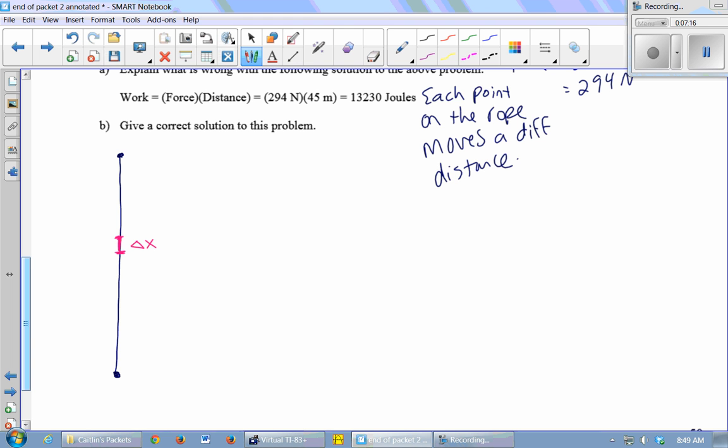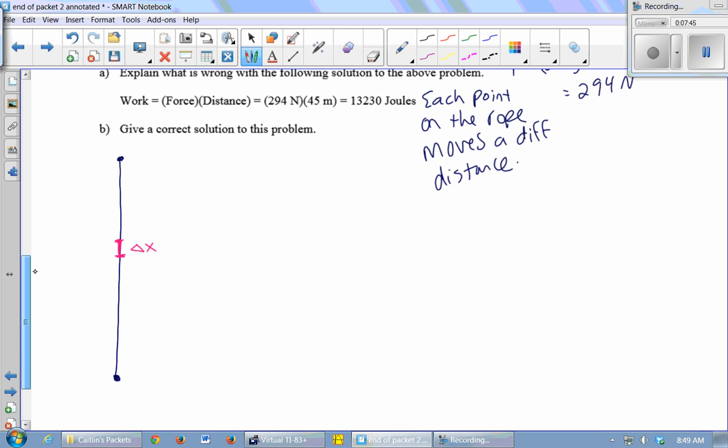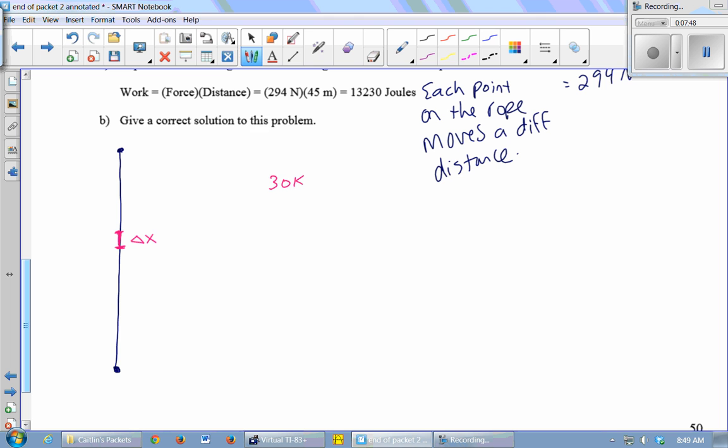Total mass is 30 kilograms, yep. An integral of what? So we know the total mass of the rope, right? And we know the length of the rope. So the total mass is 30 kilograms and the length was 45 meters. So if I do 30 kilograms divided by 45 meters, what is that?